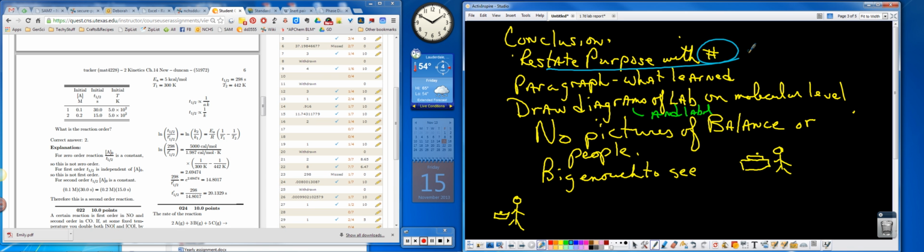All right, the last thing you have to do is draw a diagram of the lab on the molecular level. What happens to everything that's going on in the lab? I don't want any pictures of the balance. I don't want a picture of somebody. And it needs to be big enough that I can see it. I don't want to come over here and see, here's my balance, here's the little thing on the balance, and there's the gum sitting on it, and then everybody standing around looking at it. Don't want that. I want to know what's happening to the gum.